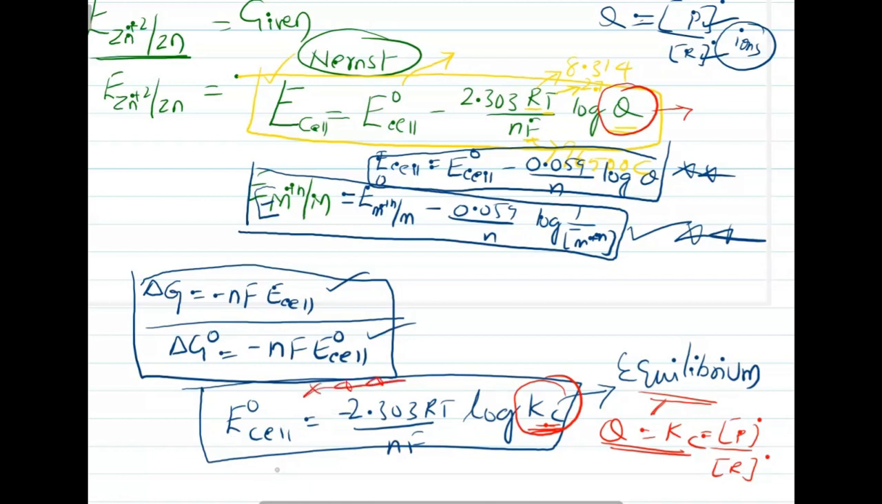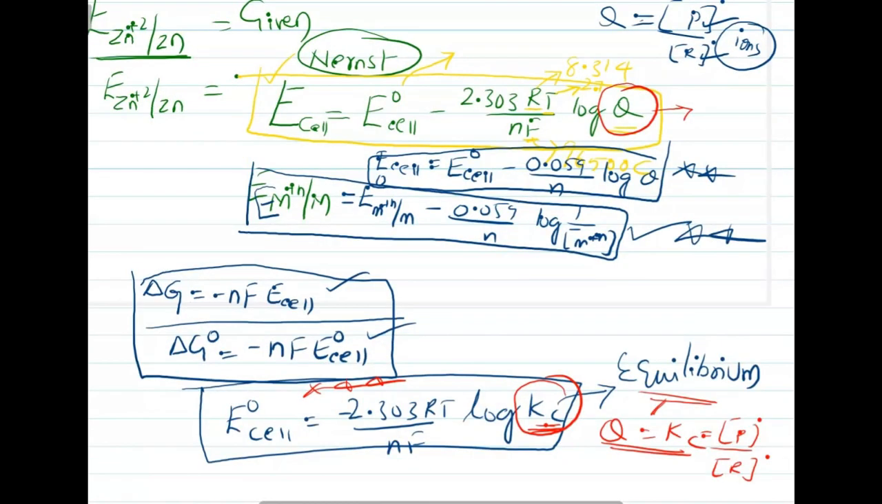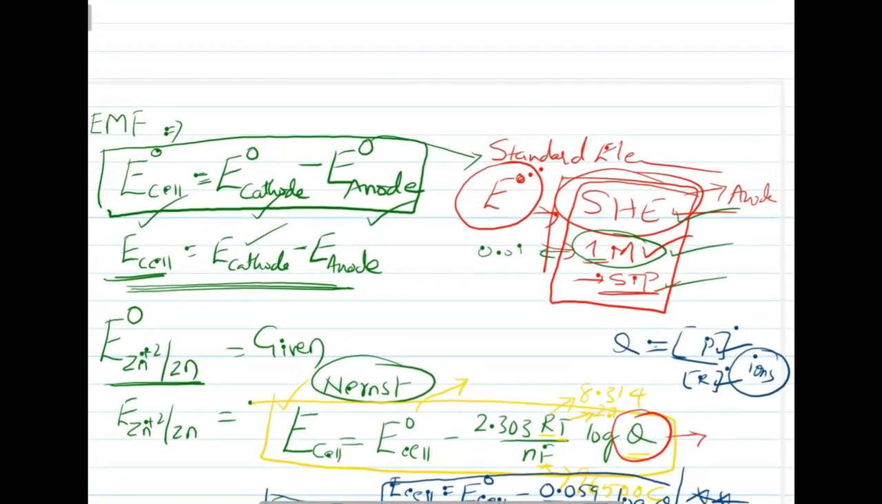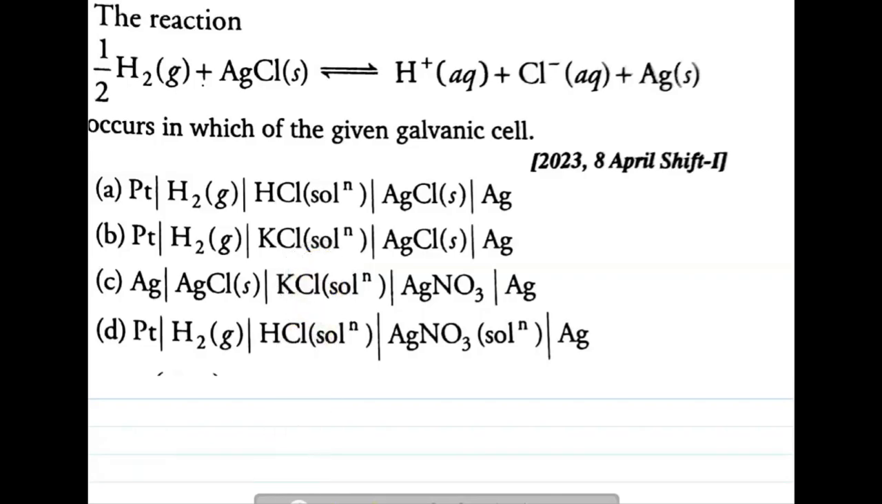So we'll solve some of the previously asked IIT as well as NEET questions, using all these concepts that you have dealt with: using the cell notation, using the Nernst equation, using this. So let's solve the first question. The reaction, so he has given some reaction here, occurs in which of the following galvanic cells.